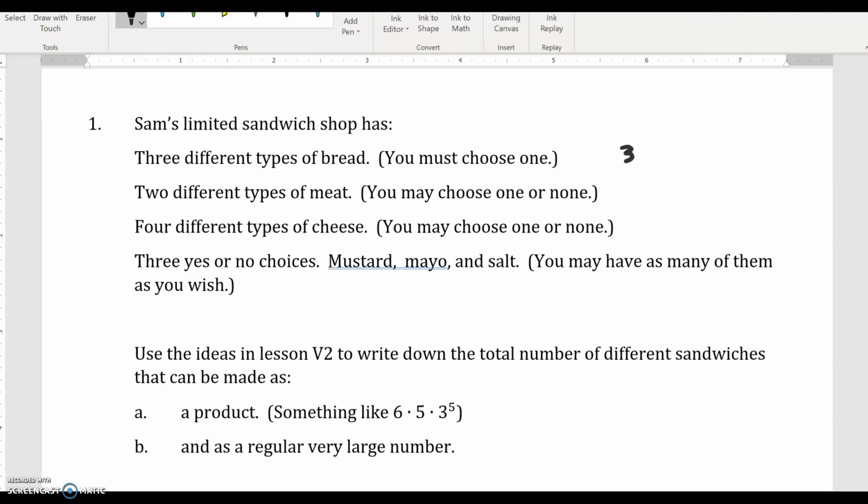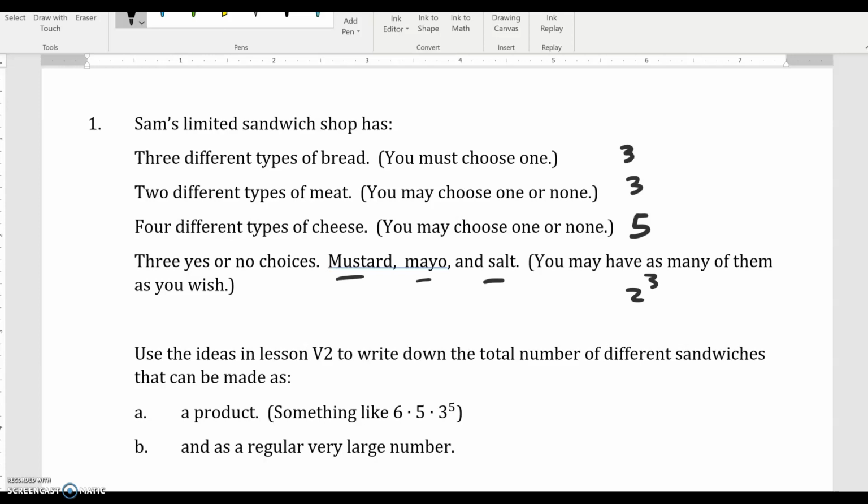You have 2 different types of meat, but you can choose one of those 2, or you can choose none. So you could choose one kind of meat, the other kind of meat, or no kinds of meat. So there's 3 choices. You have 4 different kinds of cheese, but you can choose none of them. So that gives you a 5th choice. There are 3 yes or no choices, mustard, mayo, or salt. So that'll be 2 to the 3rd power, 2 times 2 times 2, because there's 2 choices for each of those.